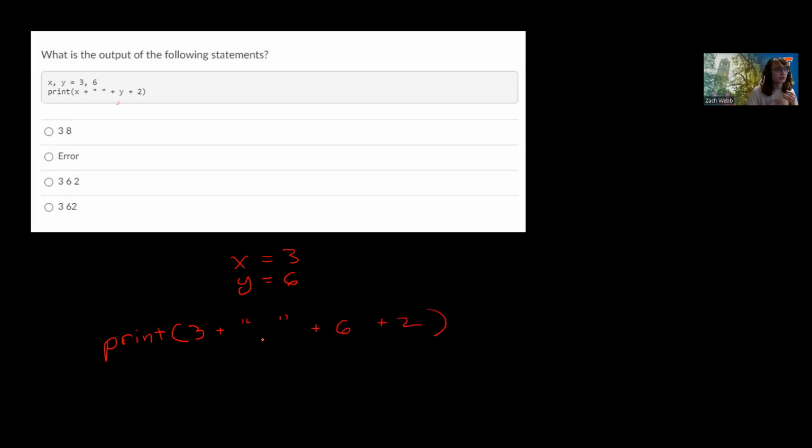Now, when you look at this, it should jump out at you that we have here and here, we have integers, and right here, we have a string. So we're trying to add an integer to a string. We're trying to add two values of different types, and that is going to throw out an error. Specifically, this is going to throw out a type error, but it's enough to know it's an error. So here's our answer there.